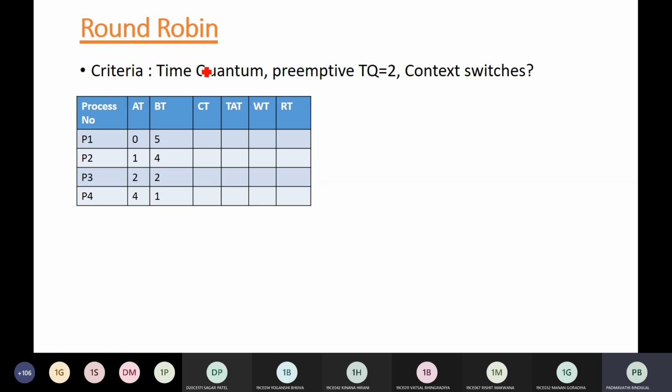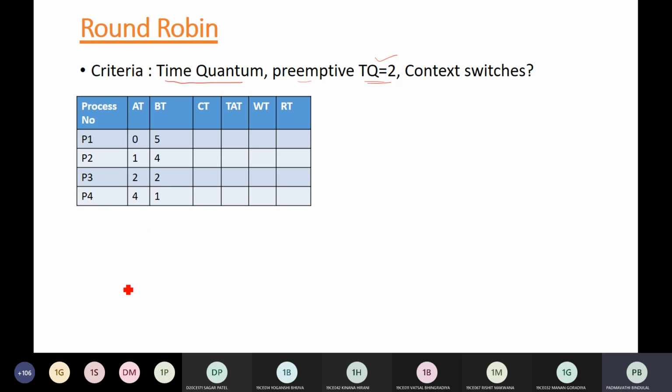So next algorithm, round robin. Now this algorithm has the criteria of time quantum. That means some value of time quantum will already be specified in your question, and you have to run your process for exactly this time quantum only. It is a kind of preemptive scheduling algorithm. That means you execute your process for the given time quantum, then stop it, preempt it, and load another process for execution. The remaining calculation and everything is as usual. The only difference is you have to run your process for the given time quantum only.